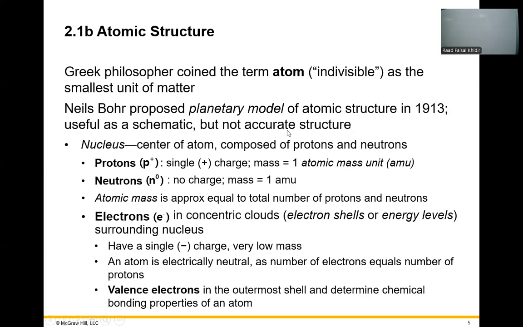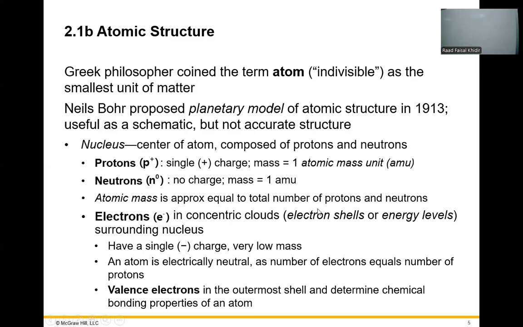Okay, so we talked about the Niels Bohr model. We said that protons are positively charged, and the mass is one atomic mass unit, AMU, and that mass represents the protons plus the neutrons. That's very important. You need to know that. And neutrons have no charge, zero. The atomic mass is approximately equal to the total number of protons and neutrons.